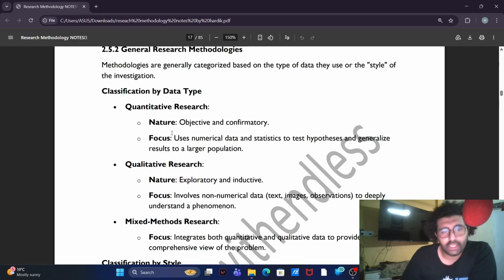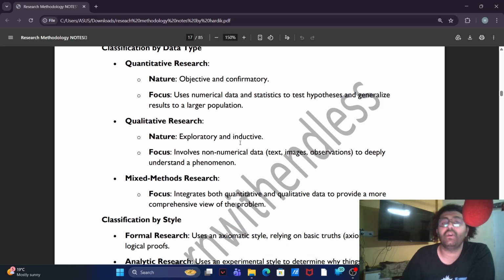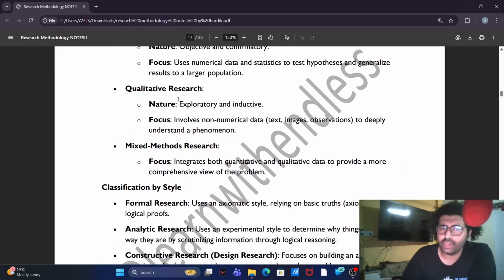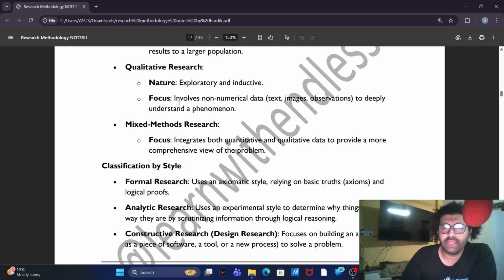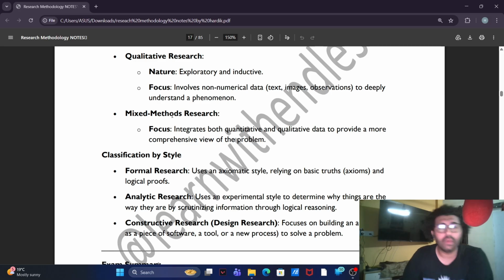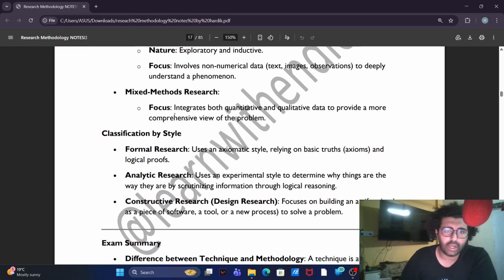Quantitative research: its nature is objective and confirmatory. Its main focus is on numerical data and statistics to test hypotheses and generalize results for a larger population. Qualitative research: its main nature is exploratory and inductive, and its main focus involves non-numeric data, images, texts, observations to deeply understand a phenomenon. Mixed methods is the integration of both the qualitative and quantitative data to provide a more comprehensive and broader view of the problem.